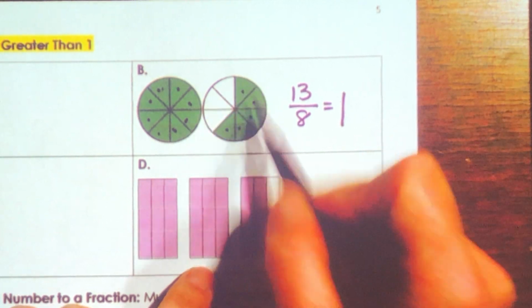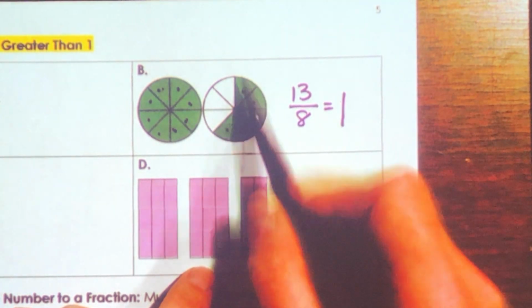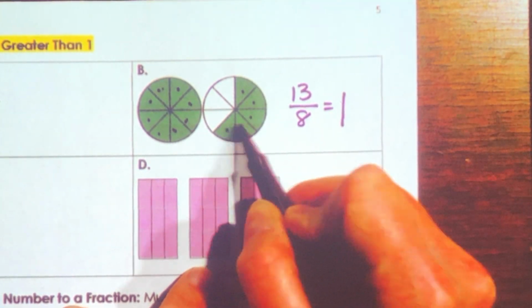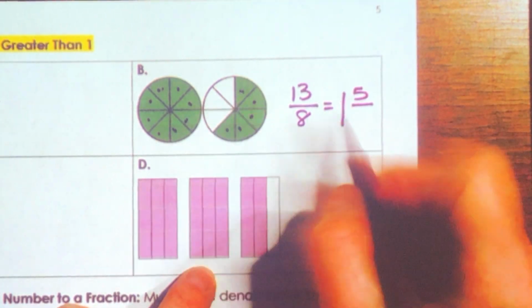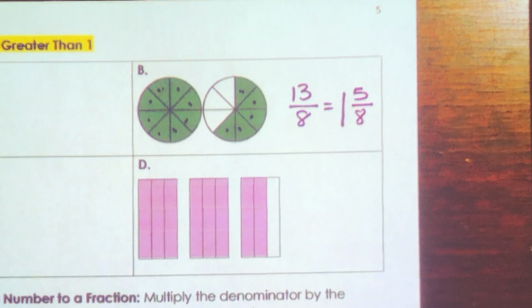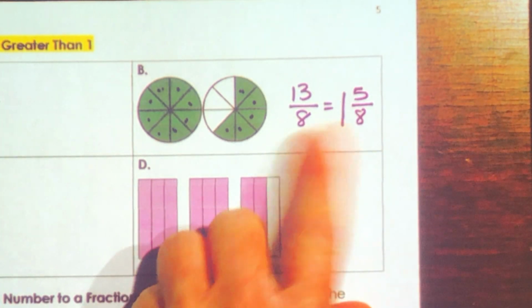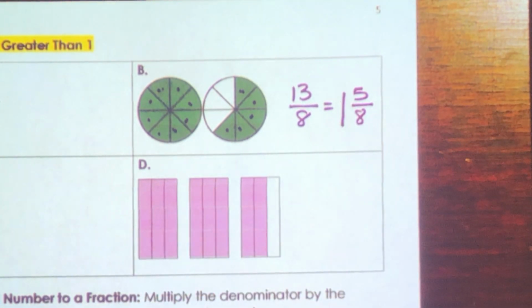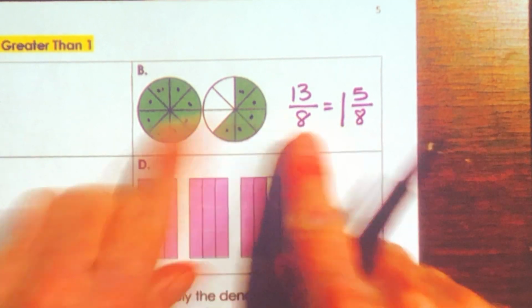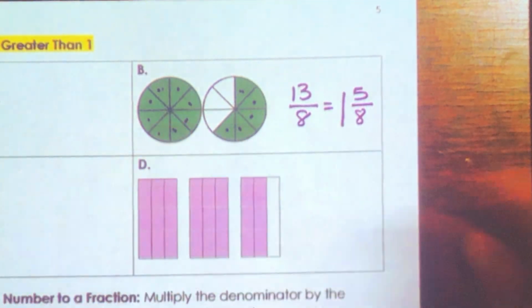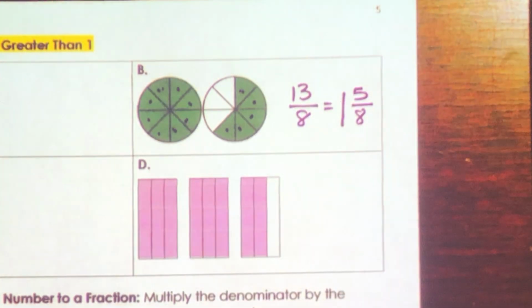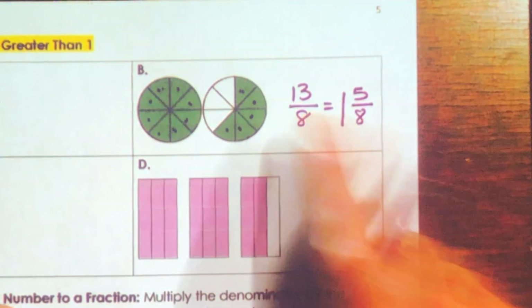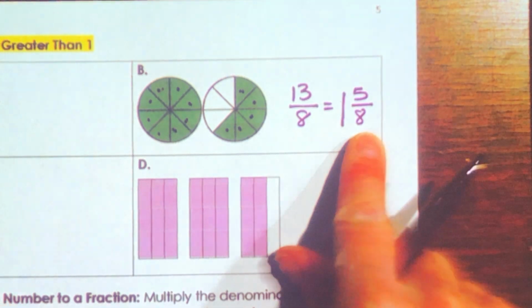I also have part of another one. And how much of this other one do I have? 1, 2, 3, 4, 5 out of 8 total pieces. So 13/8 is equivalent to 1 5/8 because I wrote each of those for the same exact picture. Both of those represent this one picture. So fractions that are greater than 1 can be written as improper fractions or as mixed numbers.